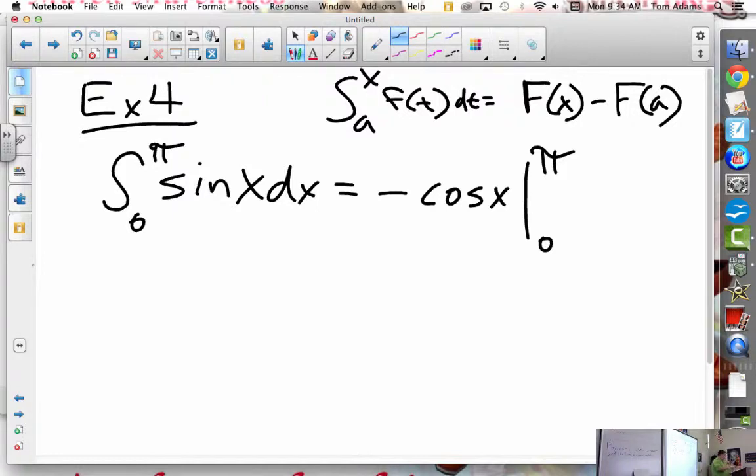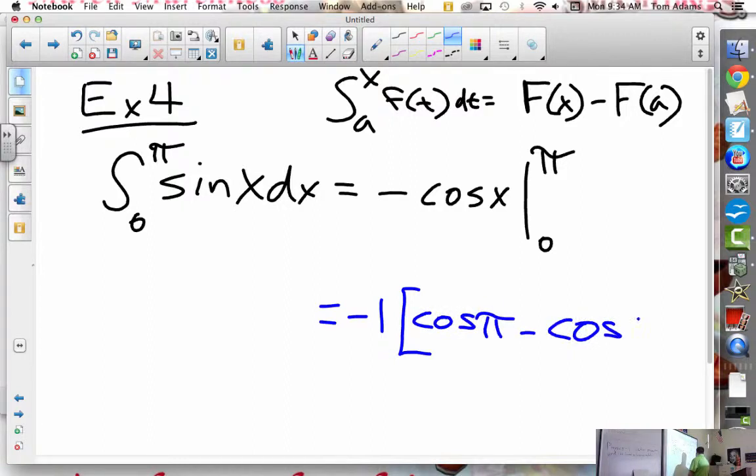Notice Mr. Adams changed the notation just a little bit. So I put that little straight line. That's how Mr. Adams learned it. The book's a little different. So what does that mean? That means that the area under the curve of this thing, now I'm just going to toss this -1 to the front and say cosine of pi minus cosine of 0.